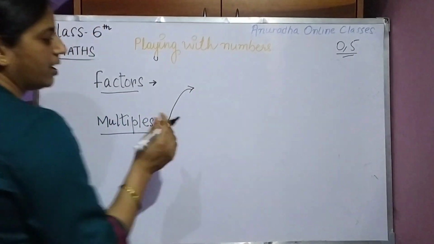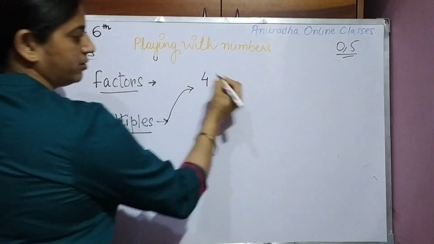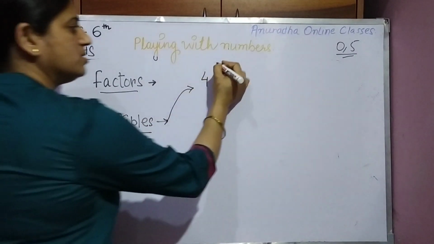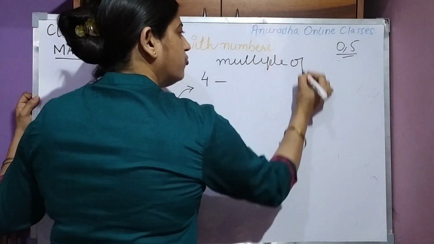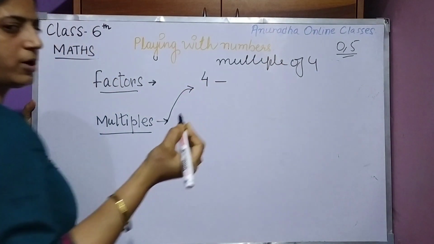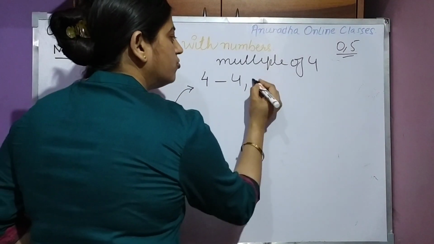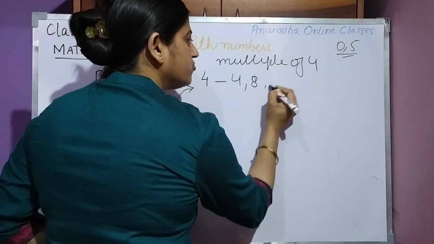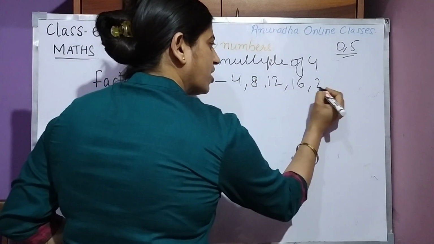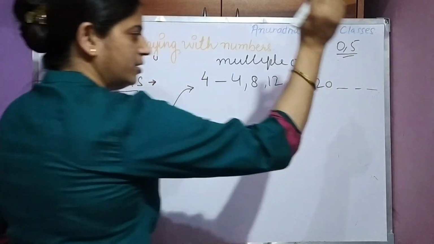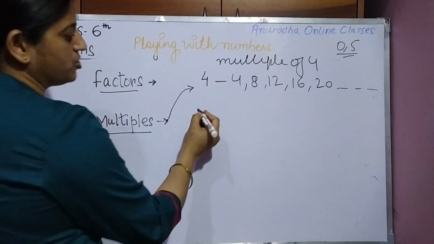Let us write multiples of 4. So 4 की table, like 4 ones are 4, 4 twos are 8, 4 threes are 12, 4 fours are 16, 4 fives are 20 and so on. Multiples may be infinite. Multiples के कुछ features होते हैं.